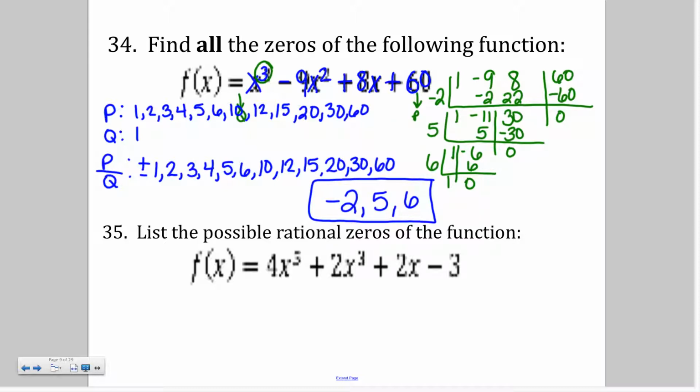And like I said, pick and choose. If you end up getting 0, then it works. If you don't, then you need to try something else.